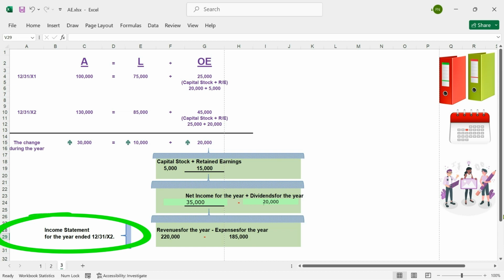That is the purpose of the income statement: to explain the growth in assets or reduction of assets arising from operations, either profitable or unprofitable operations.